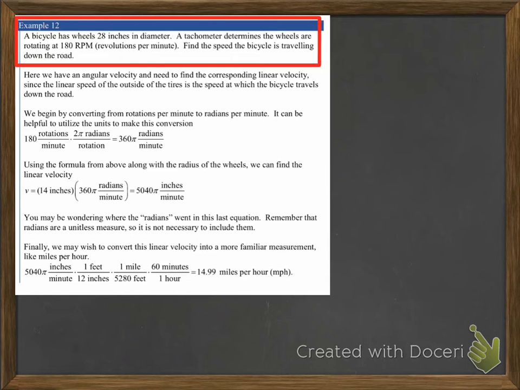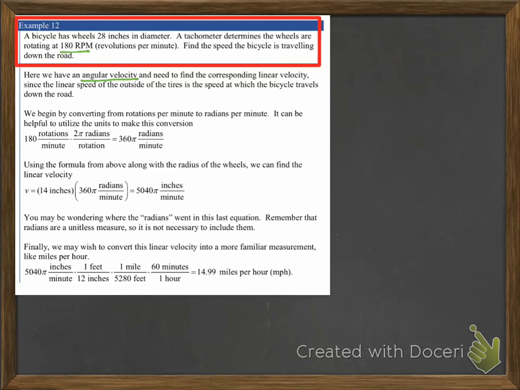Because we know what the revolutions per minute are, think about that as going around in a circle, which is relating to the angle. So we have an angular velocity, and we need to figure out what the linear velocity is, or the speed of the bike. So we need to figure out if it's going 10 miles an hour or however fast. So the first thing we need to do is convert these rotations into radians.